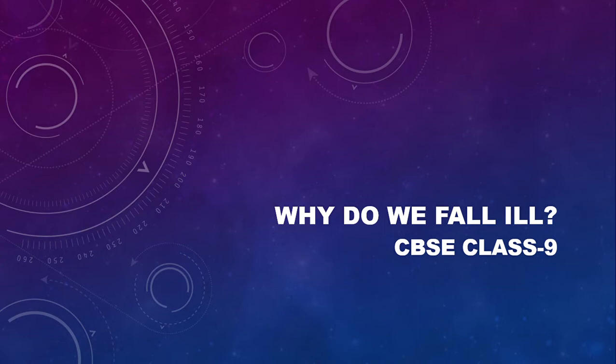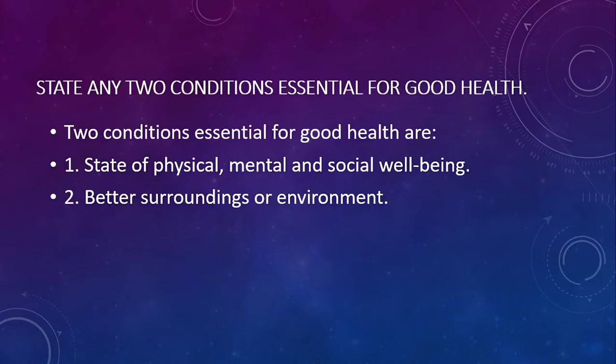Let's move on to the first question: state any two conditions essential for good health. Now you need to mention two conditions essential for good health. So what are the two conditions? That you should be physically fit, you should be mentally fit, and you should have social well-being. That means you need to have a good and clean society, a good and clean environment. That is what it means.